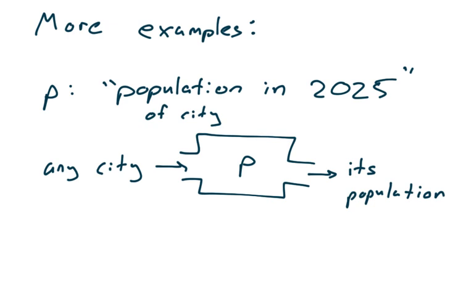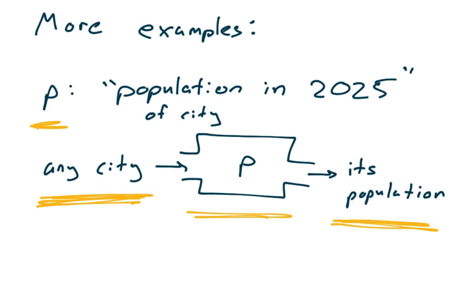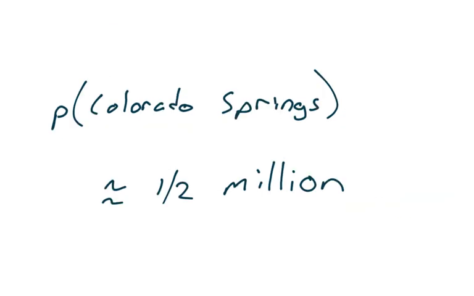Okay, let me give another example of a function. This one is not really mathematical in nature, other than to compute it, you have to count. So let me denote p, the function that is the population of a city in 2025, let's say on January 1st. So this function p, you give as an input any city, and the output is the population of that city on January 1st, 2025. So for example, p of Colorado Springs is about 500,000 because about 500,000 people live in Colorado Springs in 2025.